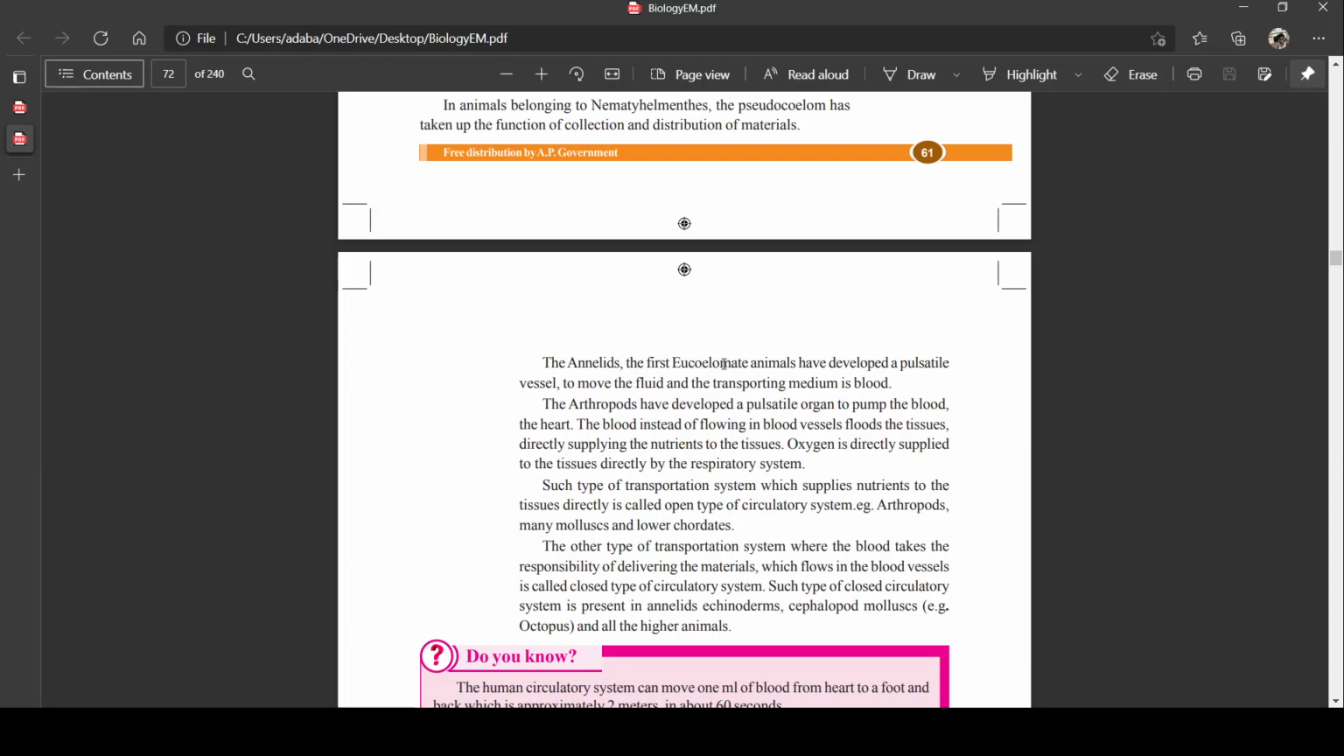And the first very important thing is that they are lower level organisms. Annelids are lower level organisms, but for the first time in the animal kingdom, a circulatory system with blood vessels appeared in earthworms. The circulatory system like blood vessels first appeared only in annelids.